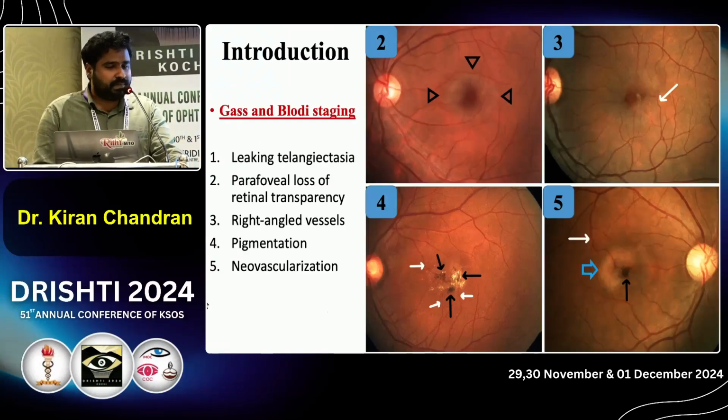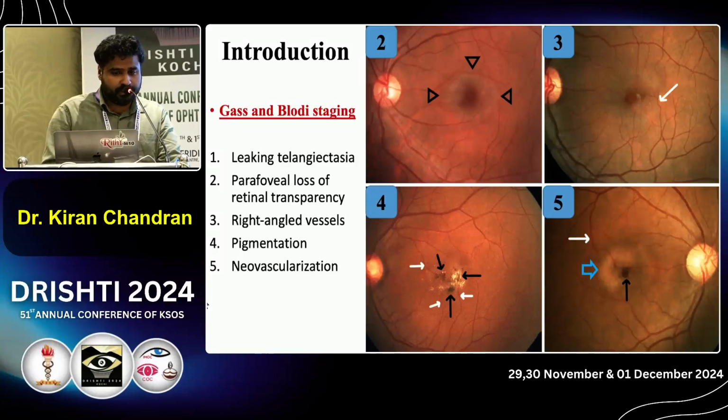The initial staging by Gass and Blodi was done clinically, in which the first stage was characterized by leaking telangiectasias on fundus fluorescein angiography. The second stage was characterized by parafoveal loss of retinal transparency. The third stage by right-angle vessels. The fourth stage was characterized by pigmentation, and the fifth stage by neovascularization.